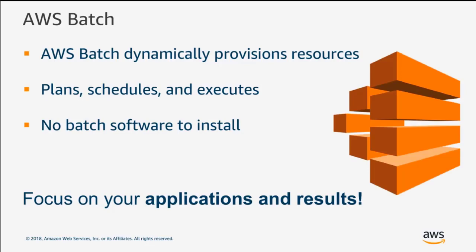AWS Batch is a service that has been deployed on AWS to provide dynamically provisioned resources and takes care of all the planning, scheduling, and execution for common batch jobs, and doesn't require any batch software to install. The nice part about AWS Batch is that it gives you the ability to focus on just your applications and the results that you want, and not have to worry about implementing a batch system again and again for operation in the cloud. And in a little while, we'll see how AWS Batch is leveraged in some of these common workloads in the life sciences.